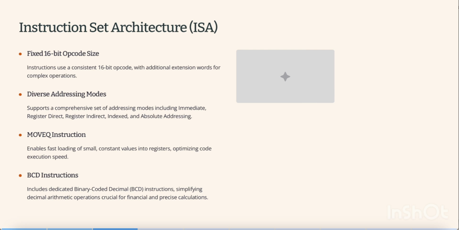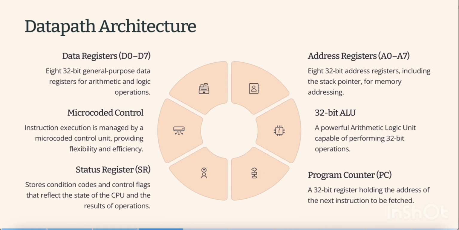Now, moving on to the data path architecture of this processor. It has data registers D0 to D7, which are basically eight 32-bit general purpose data registers for arithmetic and logic operations. And it has address registers A0 to A7, which are again eight 32-bit address registers, including the stack pointer, for memory addressing. Microcoded control, which is basically instruction execution, is managed by a microcoded control unit, providing flexibility and efficiency.